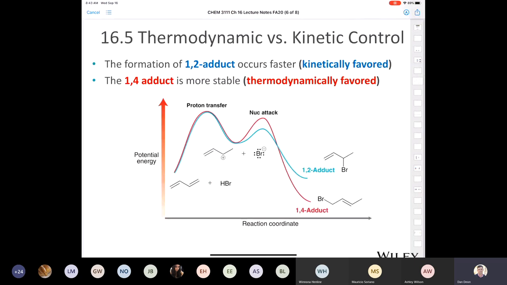So it says formation of the 1-2 adduct forms faster, okay? The rate determining step in both of these reactions is the proton transfer. That is the RDS, the rate determining step. The next step, the nucleophilic attack, can either result in the 1-2 or the 1-4. Now, again, the 1-4 is more stable. Okay, it's more stable. But the 1-2 has a lower activation energy, okay, even though it's a little bit less stable.